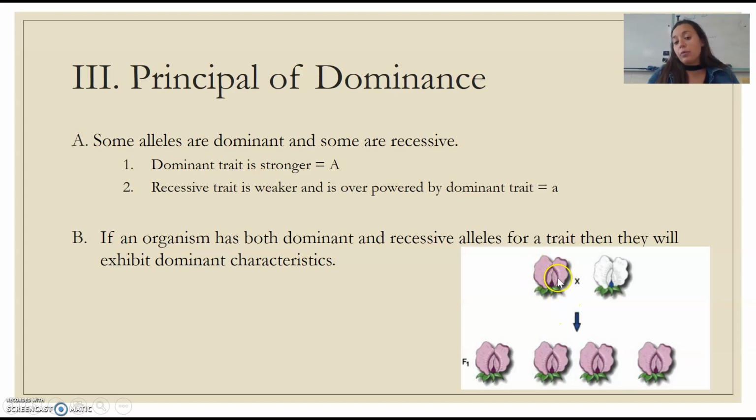So the purple plant was dominant, the white plant was recessive, and when you bred them, this is the P, parental, this is your F1, and when you breed them, what you saw was the dominant characteristic.